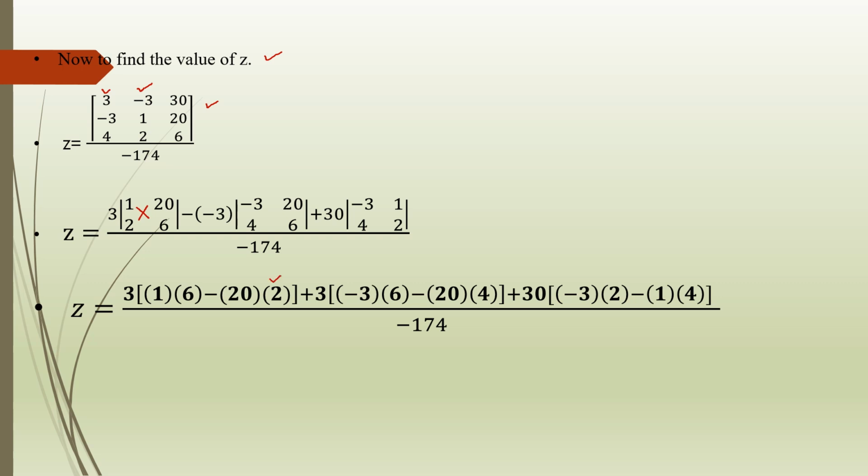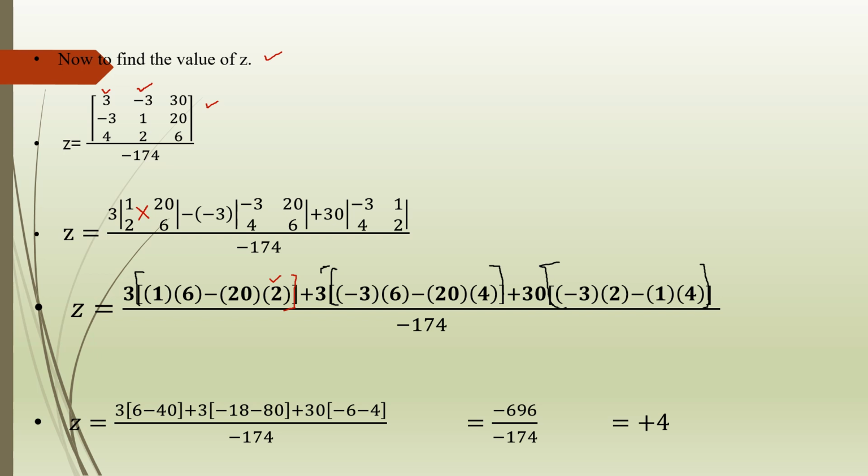after this calculation, by cross multiplication, 1 multiplied by 6 and minus 20 multiplied by 2. So after this calculation, here we have minus 696 and then divided by minus 174. So the answer is z. z is equal to plus 4.